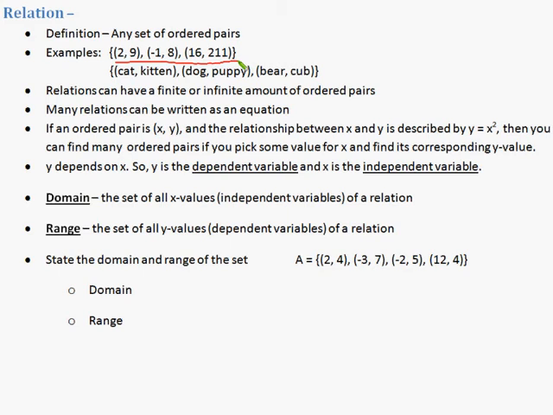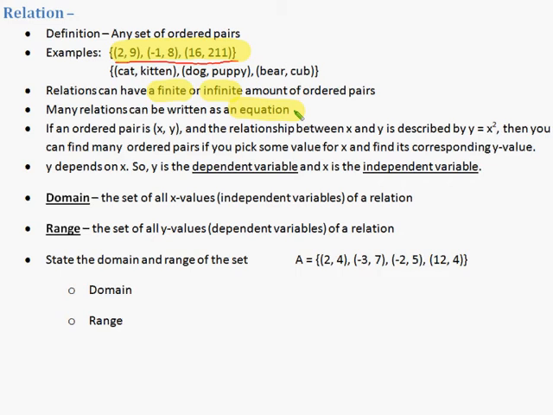Relations can have a finite or an infinite number of pairs. So in our example up here, this has a finite number of pairs. There's a countable amount. In other examples, we'll have an infinite number because it will keep going and going. Many relations can be written as an equation, and those really are the ones that we're going to be working with throughout Algebra 2, ones that can be written as equations.